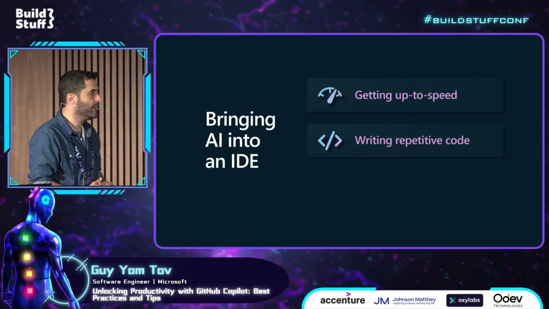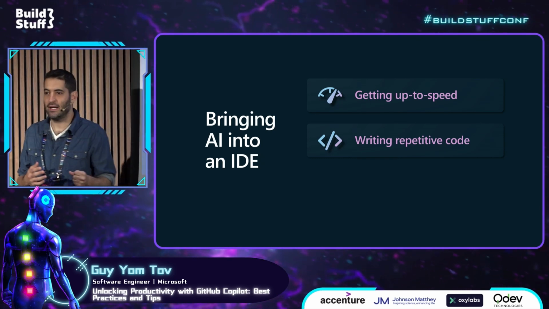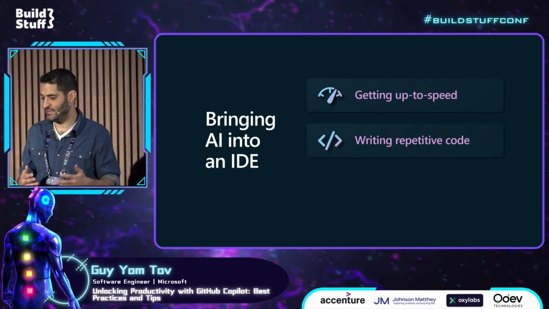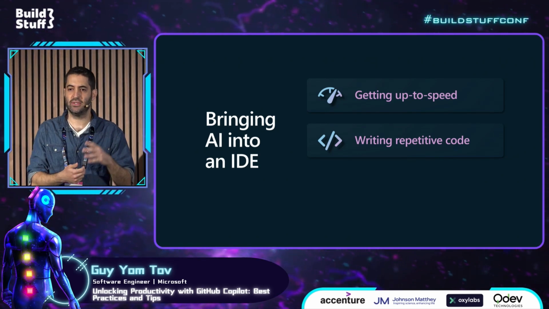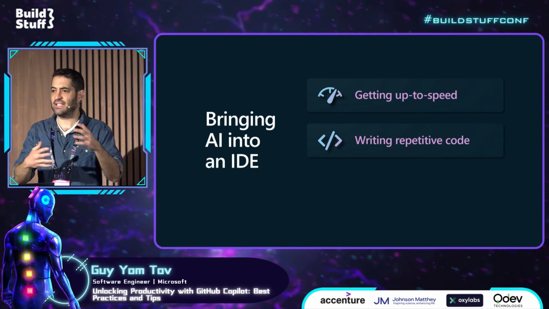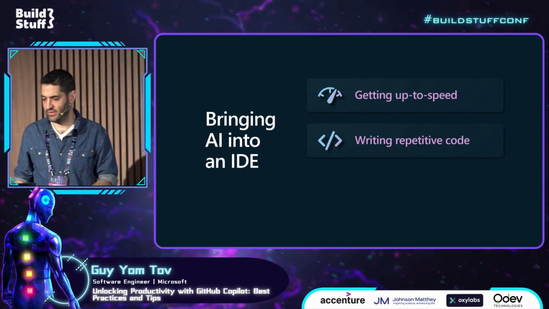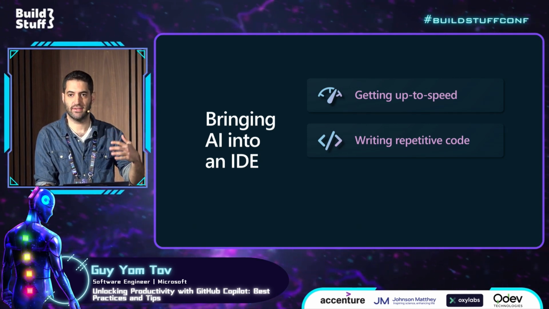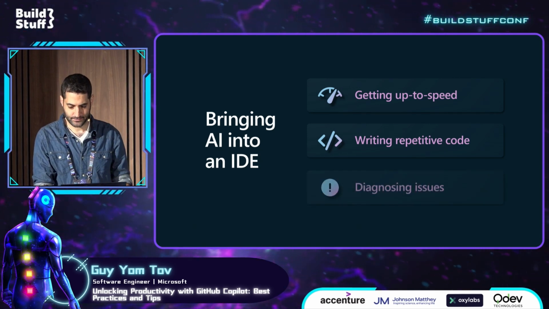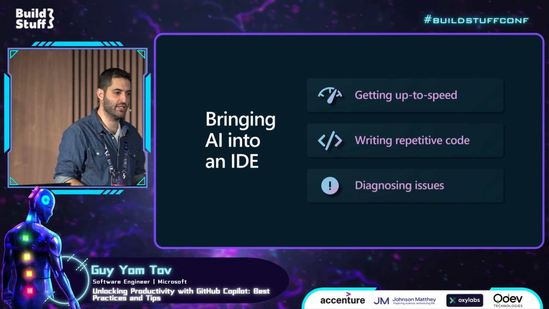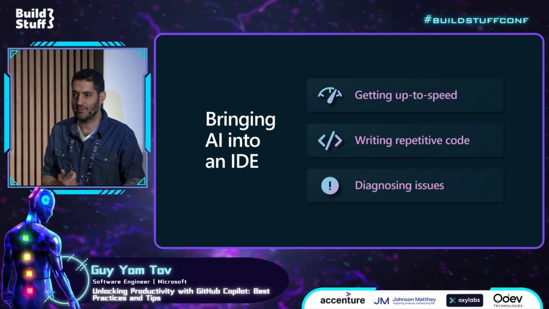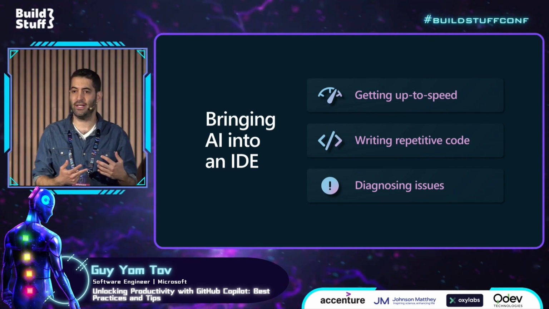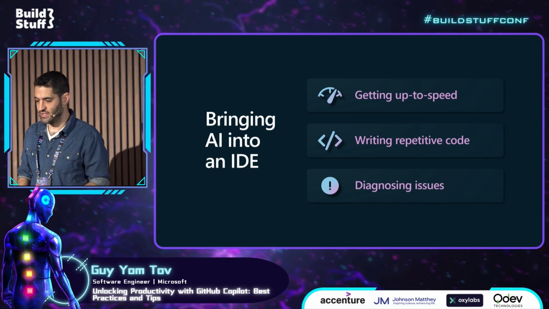Second one, writing repetitive code. This is the thing that we as developers really like less. When we have to write unit tests or we have to write the same class over and over with different changes. And these are the things that generative AI is really good at, taking a sample and duplicating it. And the third one is diagnosing issues. Build issues, runtime issues, unit test issues, anything that you can see on the terminal, you can ask Copilot, help me figure it out, help me understand what's going on here.